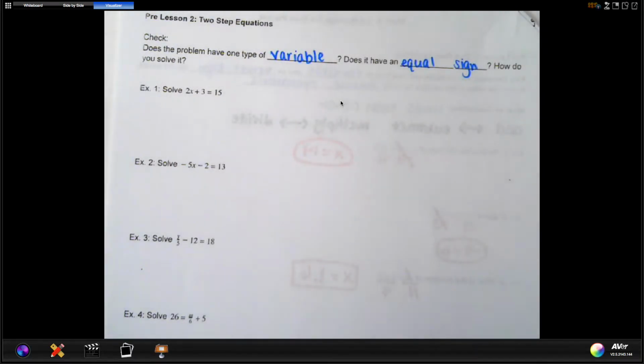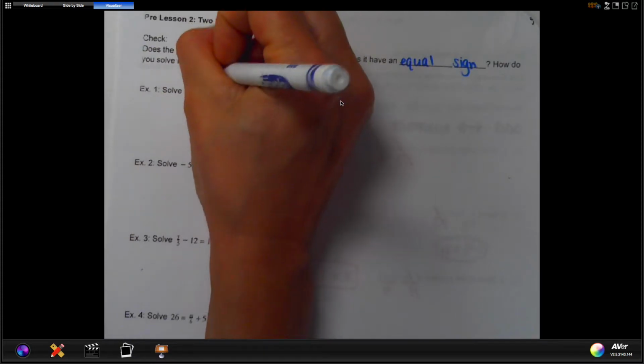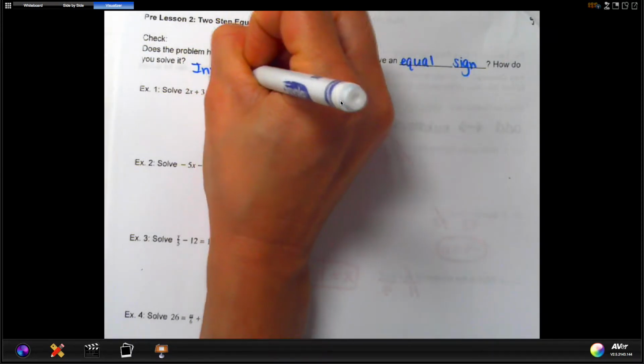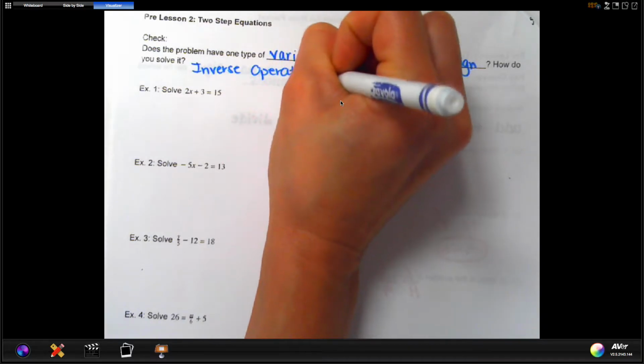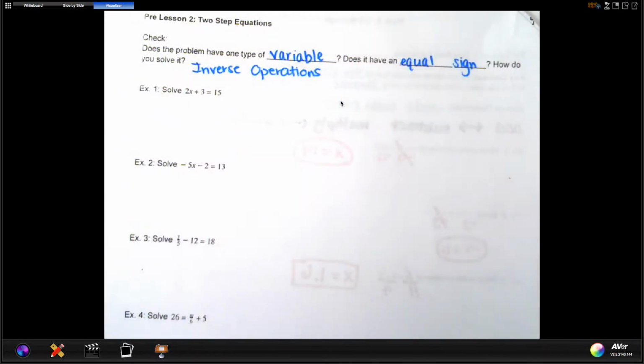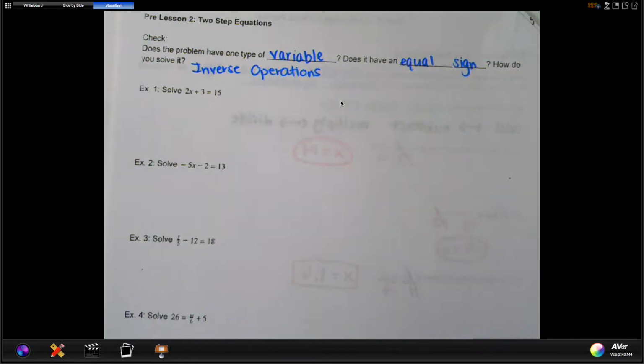And then how do we solve it? We use inverse operations. And let me remind you that an inverse operation is an operation that undoes itself. So the inverse of add is subtract, and the inverse of multiply is divide, and vice versa. And there's more, but we are just focusing on those operations for this lesson. Okay, so let's get right into the example.